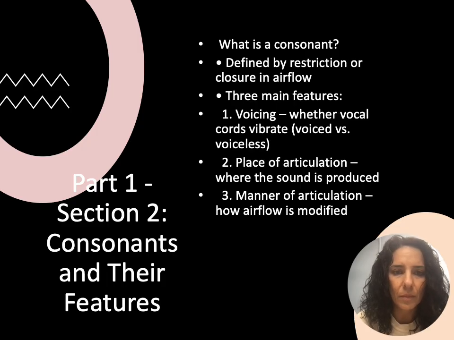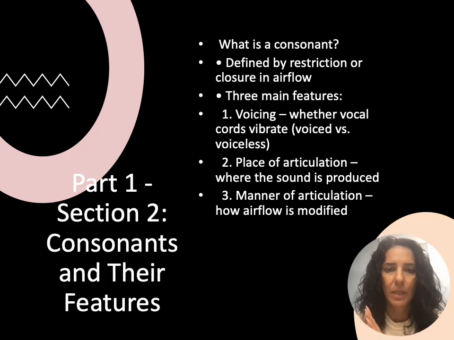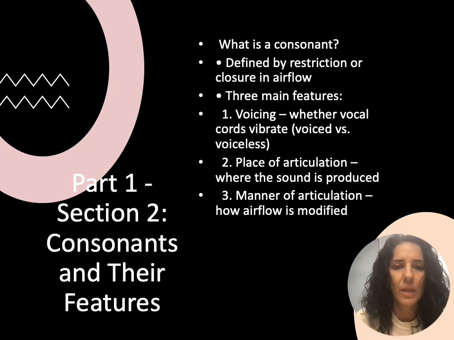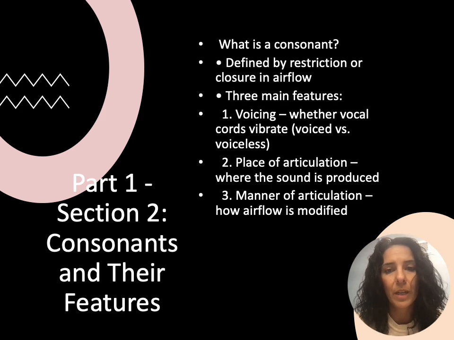Let me go ahead and explain it. We have stops, where the air is completely stopped and then released, like in p, t, k. Fricatives, where the air is forced through a narrow passage, creating friction. Affricates are a combination of a stop followed by a fricative, like in chop or judge. And we have the nasals, where the air flows through the nose.